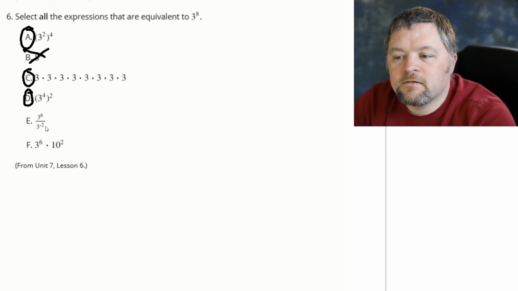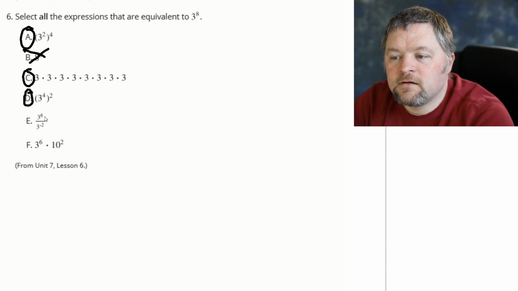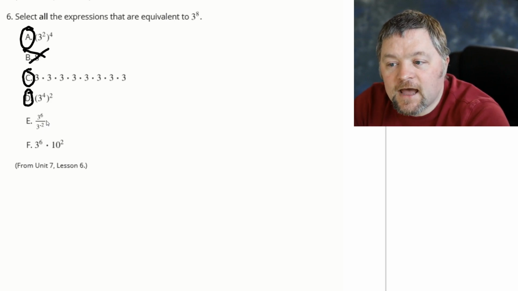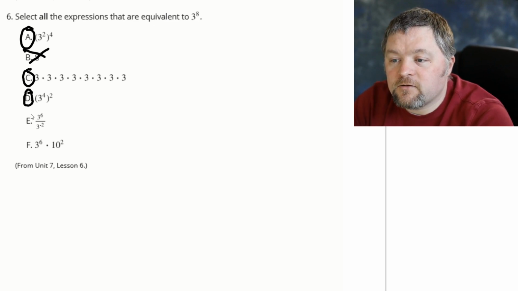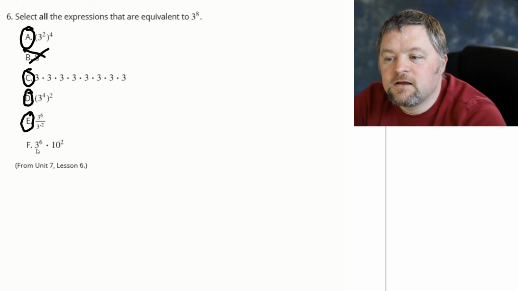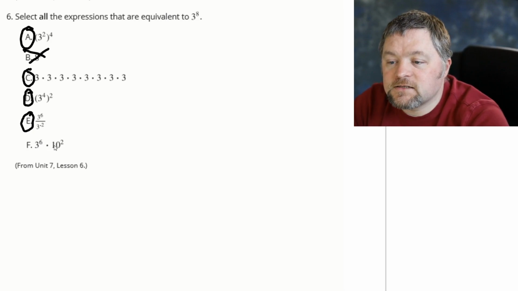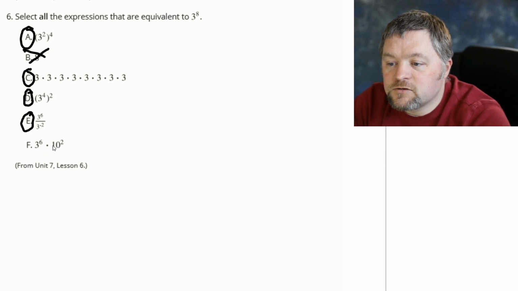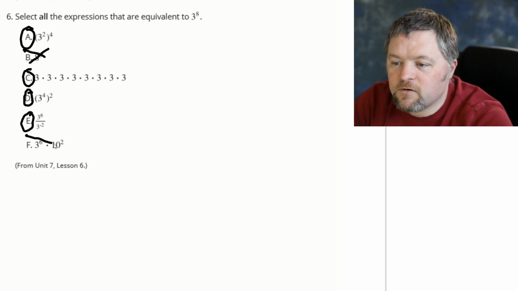E is dividing. When we divide like bases, we subtract the exponents. 6 subtract negative 2. Subtracting a negative is adding. So 6 plus 2 would be 3 to the power of 8. E works. F, 3 to the power of 6 times 10 to the power of 2. Those are not like bases, so we cannot just add the exponents. That is not going to work.